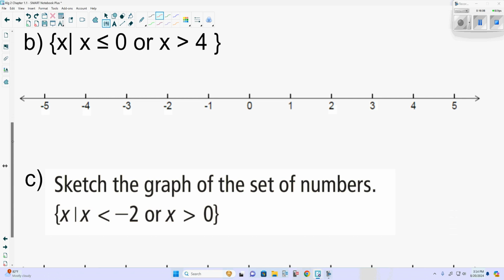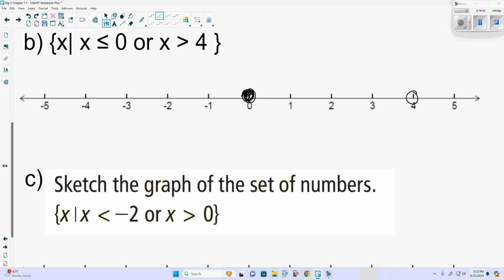For all real numbers x, such that x is less than or equal to 0 or x is greater than 4. So we have how many endpoints? Because we have 0, yes? So we have a circle. And we also have the 4. So we have the 0 and the 4. At 0, x is less than or equal to 0, so we would shade in 0 because of the equal to. We would not shade in the 4 because it is not equal to.